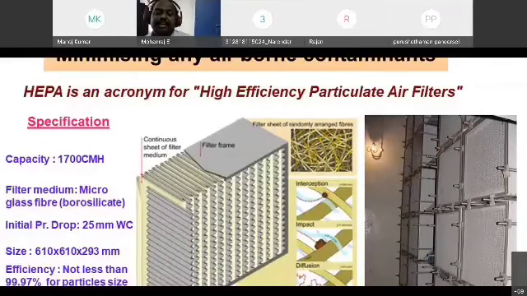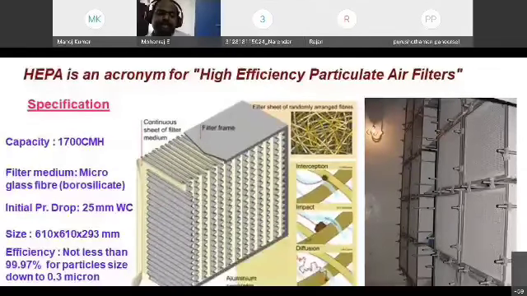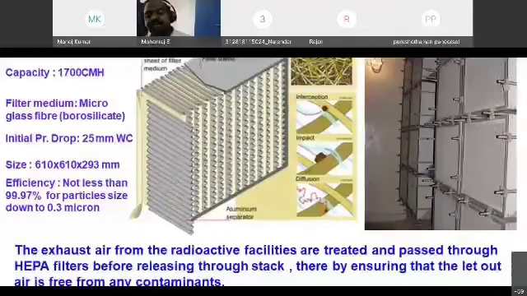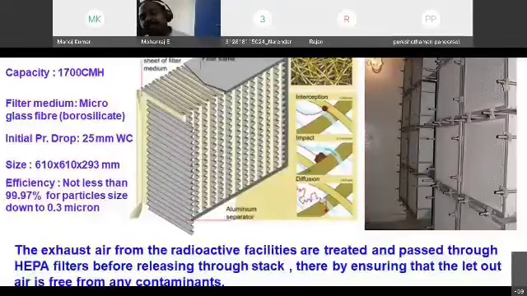Generally, HEPA stands for High Efficiency Particulate Air filters. The capacity of one filter is around 1700 CMH. CMH is cubic meter per hour. The filter media is micro glass fiber borosilicate. The initial pressure drop is around 25 mm of water column. The size is a standard size. The efficiency is 99.97% down to 0.3 micron particle size. Even at 0.3 micron particle size, it filters with 99.97% efficiency.